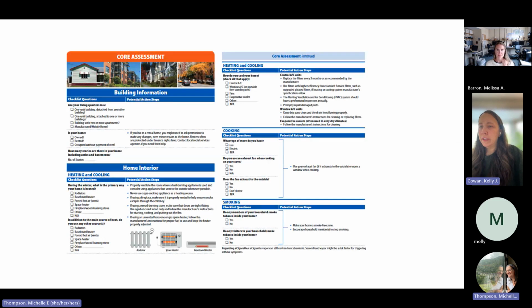So when families go through this, you can see here there's some building information, home interior, and you talk about heating and cooling. This is where families can learn about air conditioning, what type of cooking they're doing, what the cooking stove is, thinking about those exposures, smoking. Next slide.